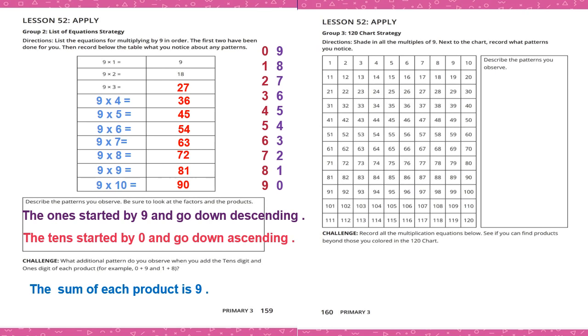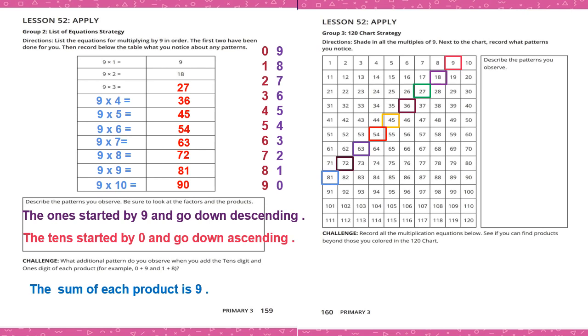Okay? The other page, shade in all the multiples of 9. Next to the chart, here we have a chart from 1 to 120. Okay? We wanted to shade the multiples of 9. The answers of table 9 here. 9 times 1, 9. 9 times 2, 18. Times 3, 27. Times 4, 36.